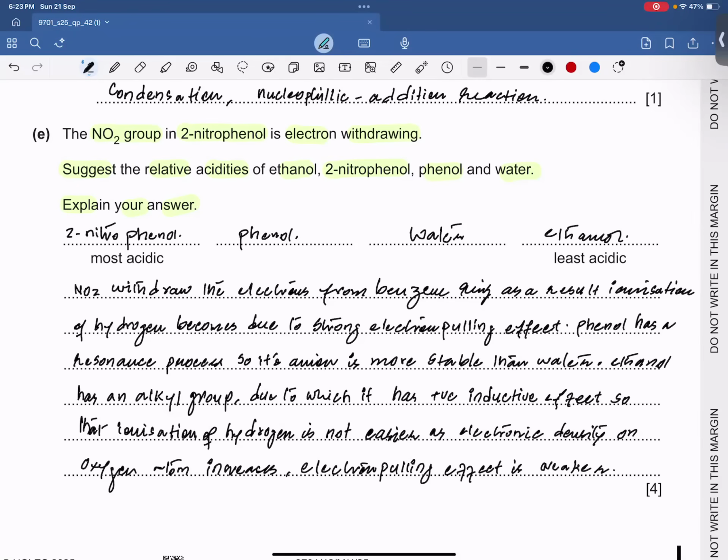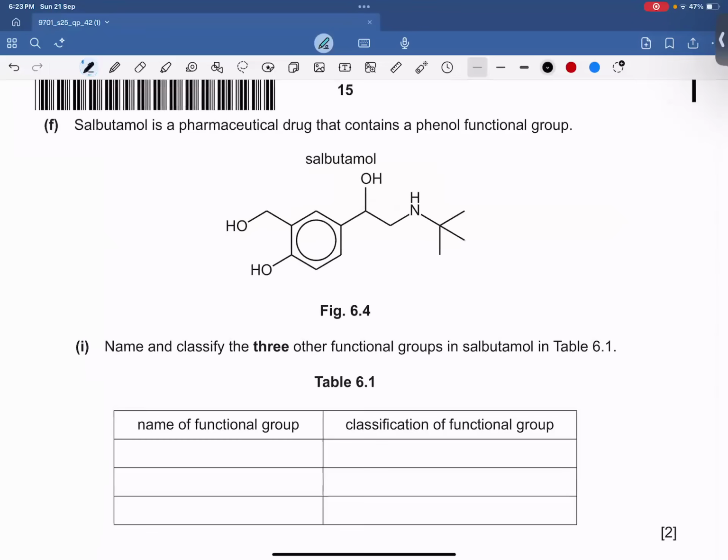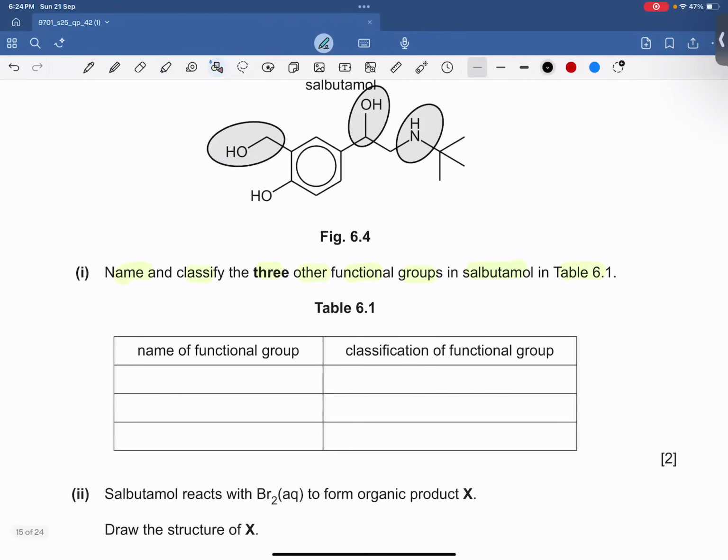Okay. Let's move on to the next part of the question. Part F. Salbutamol is a pharmaceutical drug that contains a phenol functional group. Name and classify the three other functional groups in this compound. So first of all, this is a primary alcohol. This is a secondary alcohol. This is a secondary amine. Okay. Name of functional group, hydroxy. And obviously this is going to be phenol. This one.